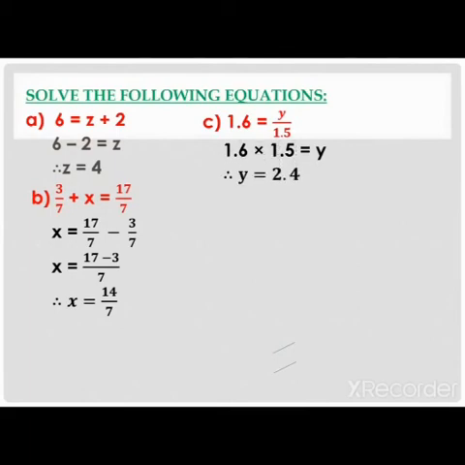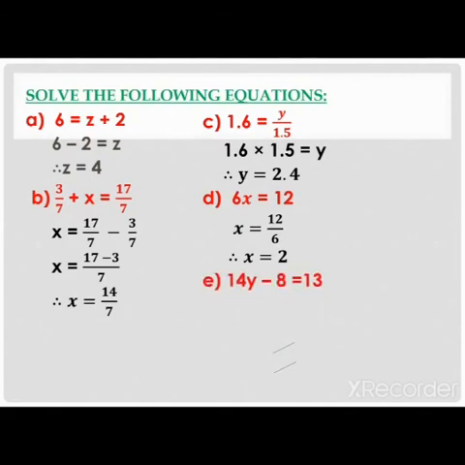Let us understand another example. 6x equal to 12. Now 6 is multiplied with the variable. So we can shift it to the right hand side as division. x equal to 12 by 6. In table 6, 12 will come. So the answer is x equal to 2.